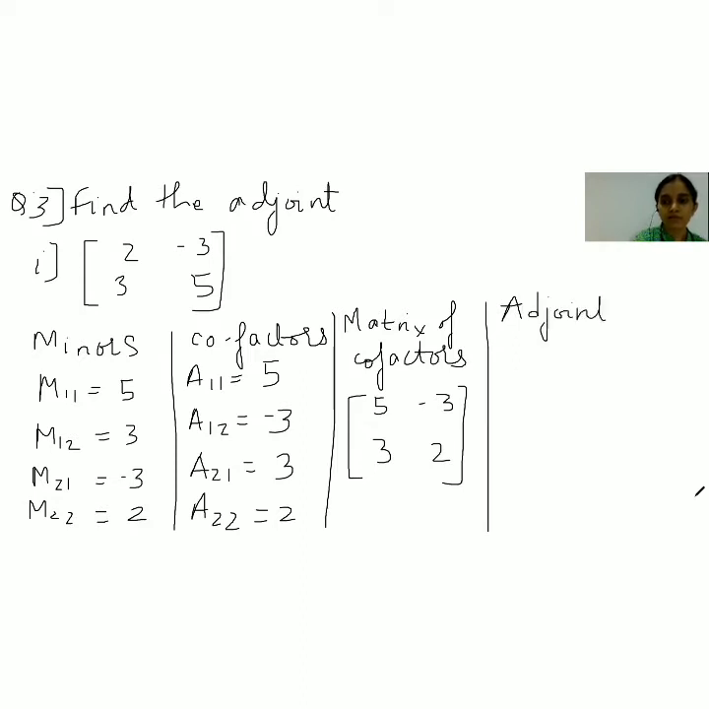Adjoint of, if I call this A, so we can write this as adjoint of A, okay, is equal to, what do we do? Row becomes column, so 5 minus 3 and 3, 2. Okay, this is your adjoint of A. Let us go to the next one of the same question, second one.